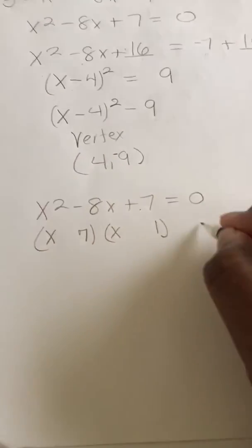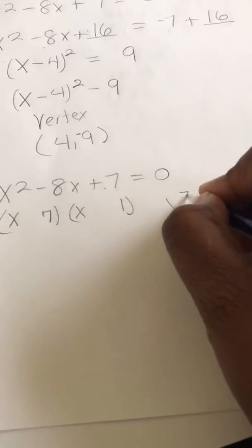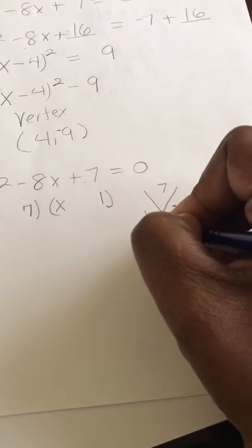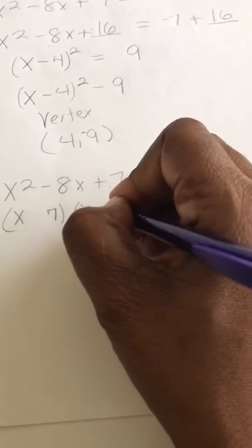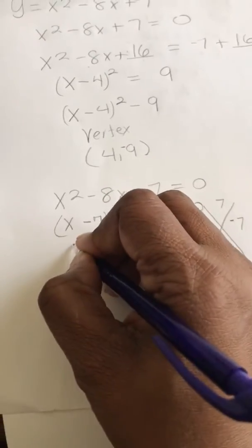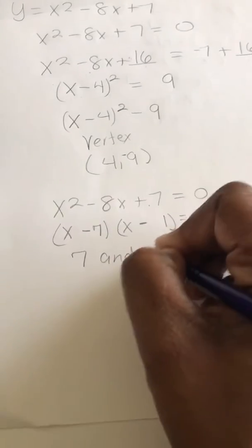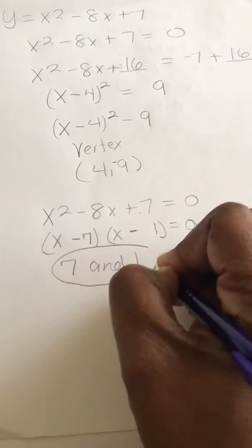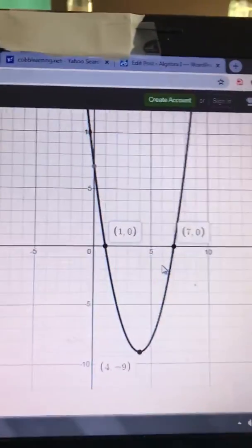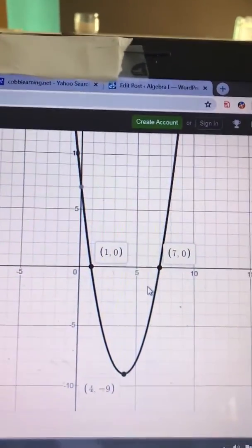In order to multiply to get positive 7, both signs have to be negative or both positive. But since the 8 is negative, a lot of you have used this method: 7 and 1. They both have to have a sign of negative inside of the parentheses, equals 0. So 7 and 1 are my zeros. Another name for zeros is roots, or solutions, or x-intercepts when you use an ordered pair.